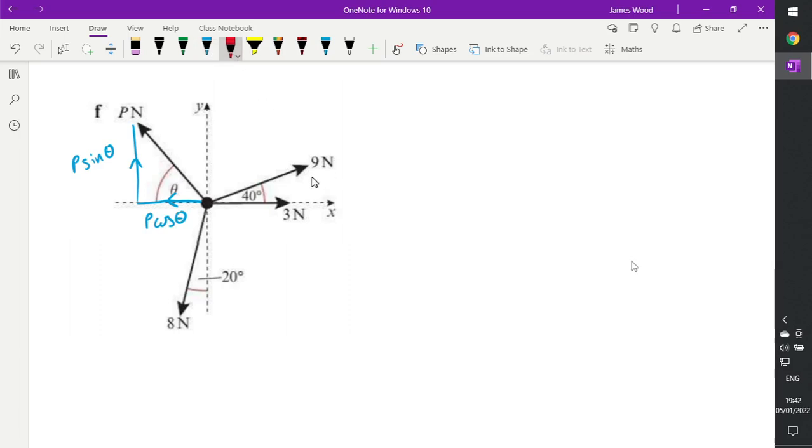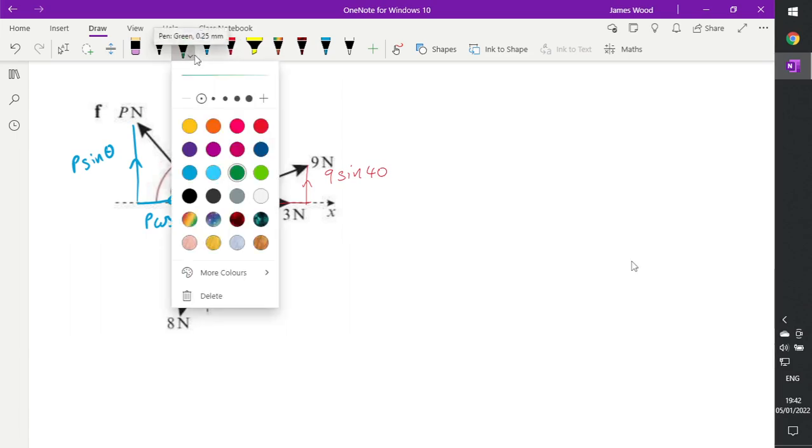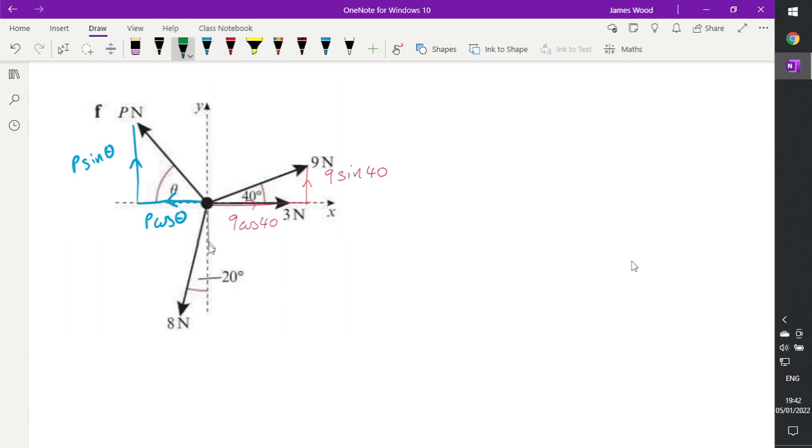We need to resolve the 9. So the vertical component is going to be, not P, 9 sine 40. The horizontal component is going to be 9 cos 40. Let's go for another colour. This force here, the 8, the downwards force, is going to be 8 cos 20. Goes adjacent. And this one here, which is opposite, is going to be 8 sine 20.